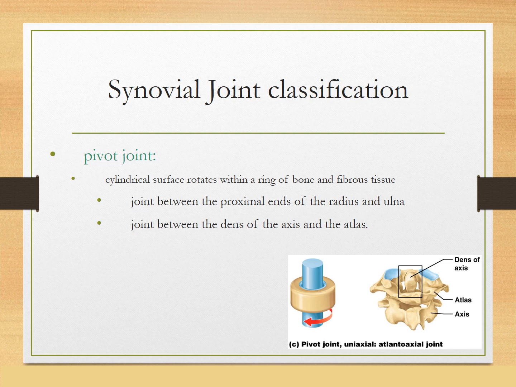Pivot joints. In a pivot joint, you have a cylindrical surface and it rotates within a bone or fibrous tissue. This is the joint between the proximal ends of the radius and the ulna. If you were to rotate your thumb, kind of like you're hitchhiking, right, that's a pivot joint, and the joint between the dens of the axis and atlas. This is the joint that allows you to shake your head no.